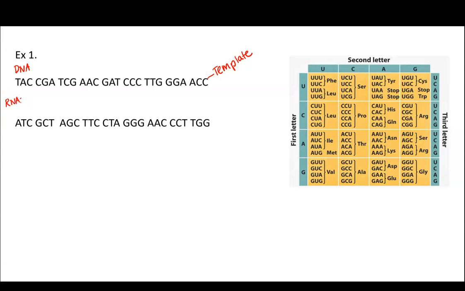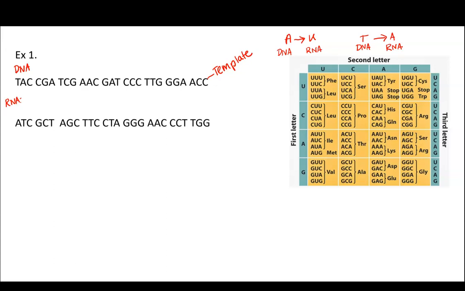Now remember that in RNA, we use uracil, not thymine. So that means that if we have an A in our DNA, we need to insert a uracil in our RNA. The opposite is not true. If we have a thymine in our DNA, we still use an adenine in our RNA because T always pairs with A, and we do put adenine in our RNA.